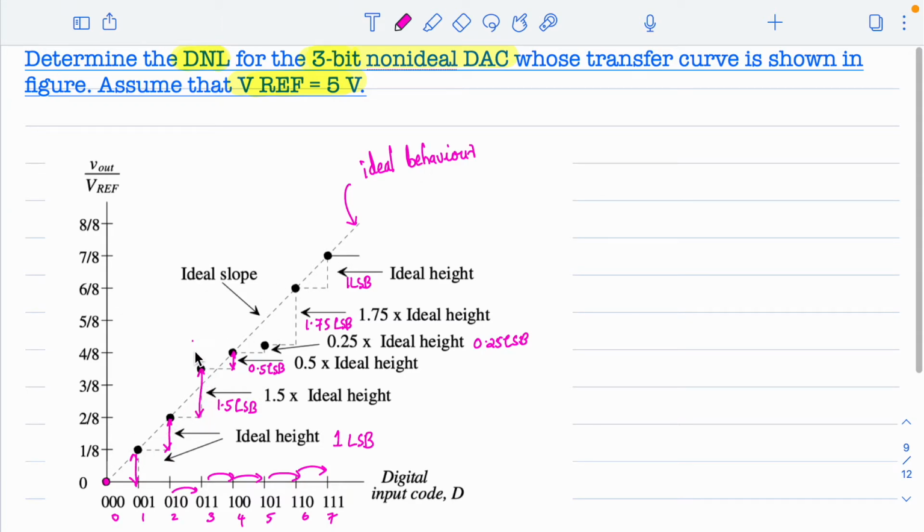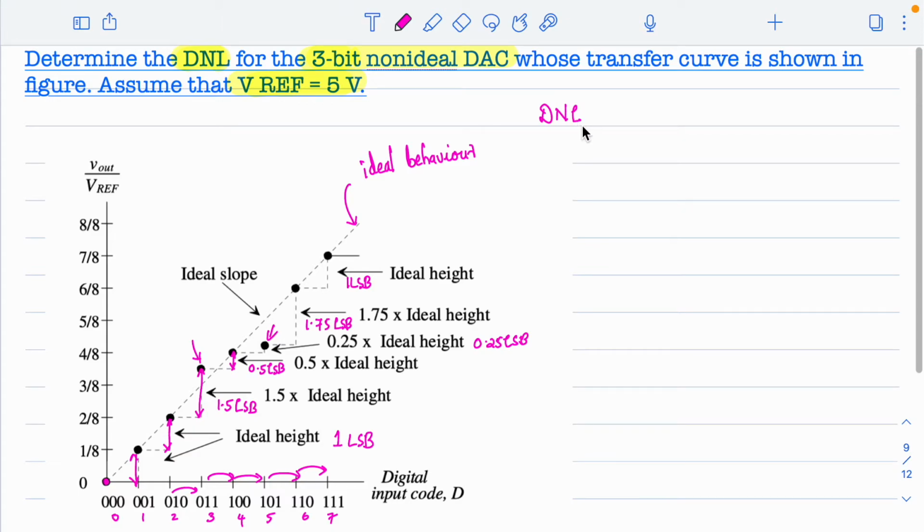Now you can see that some of the points are outside the ideal behavior or the ideal slope. Even though this is inside, it is not giving you the actual step height. So you can see that there are deviations from the ideal behavior, and if you want to quantify this error, we take the help of differential nonlinearity. And how do we do that? DNL is measured for every input transition change.